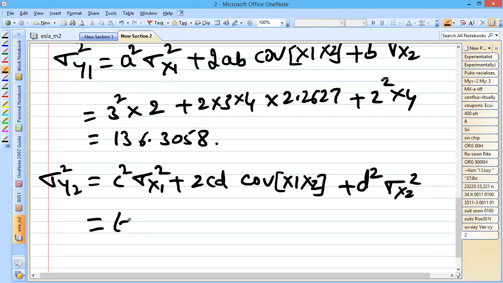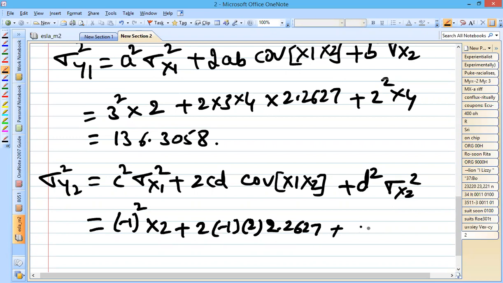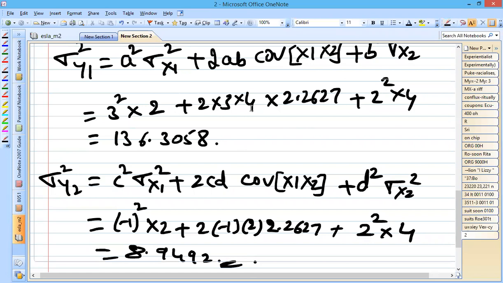So you will be getting, c is minus 1. So minus 1 whole square into 2, plus 2 into minus 1 into d, which is 2, and covariance is 2.2627, plus d square, which is 2 square into 4. So simplifying this, it will give the variance of y2 as 8.9492. So all three parameters are calculated. So with this, let us go back to the next problem.